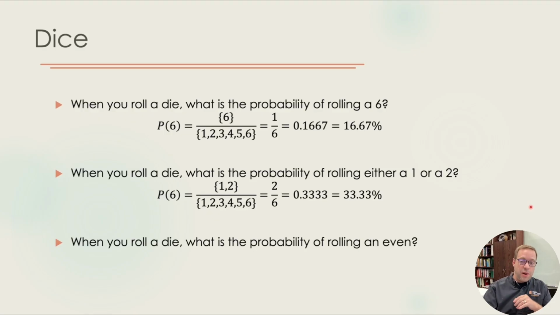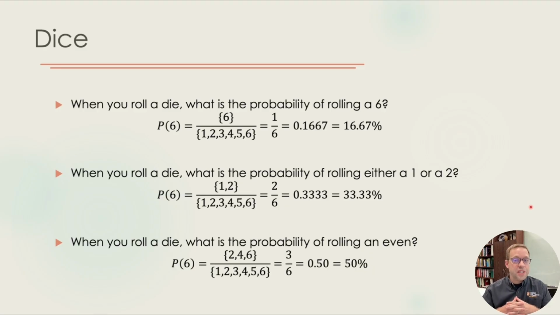Okay, here's the answer. What's the probability of rolling an even? Well, there are 3 different possible even numbers: 2, 4, and 6. So there are 3 successful outcomes out of our total of 6 outcomes. So 3 out of 6 would be 0.50, which is 50%. There you go. That's the basics of probability. You now know how to do basic probabilities of single events.